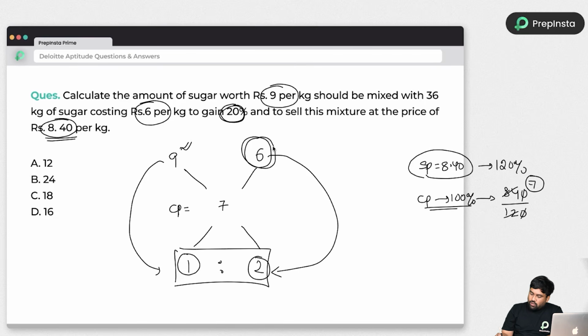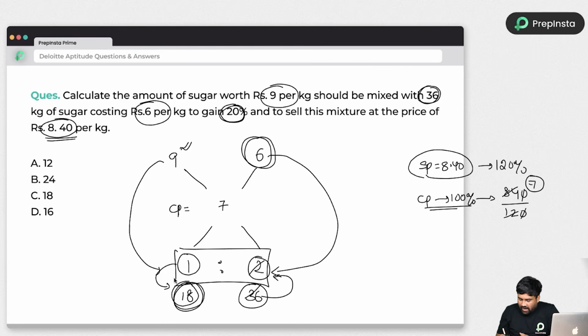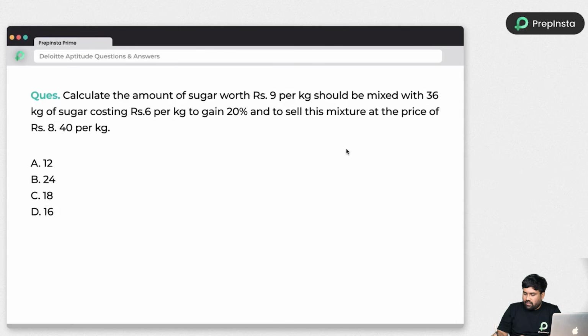But here for 6 rupees we took 36 kgs. If 36 kgs is 2 parts, then one part will be how much? So divide by 2, that is nothing but 18. Sorry, 18. Okay, so 18 is our answer. So not 80, 18. Okay. So just look at the next problem.